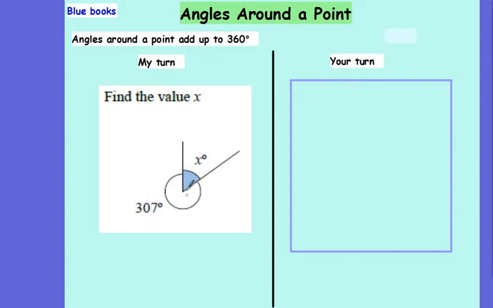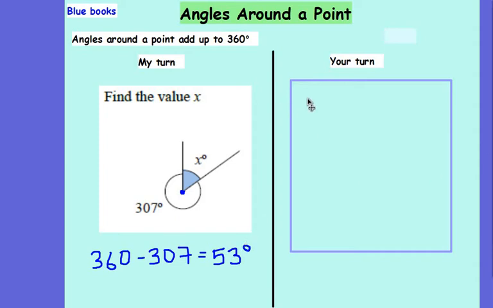So my turn. I've been given a point. Here it is. I've been given one of the angles and I want to find that missing angle, which I've labelled as X. I know that angles around a point all the way around add up to 360. So to find X, I need to do 360, take away 307, which will leave me with 53 degrees. Over to you, Year 7.